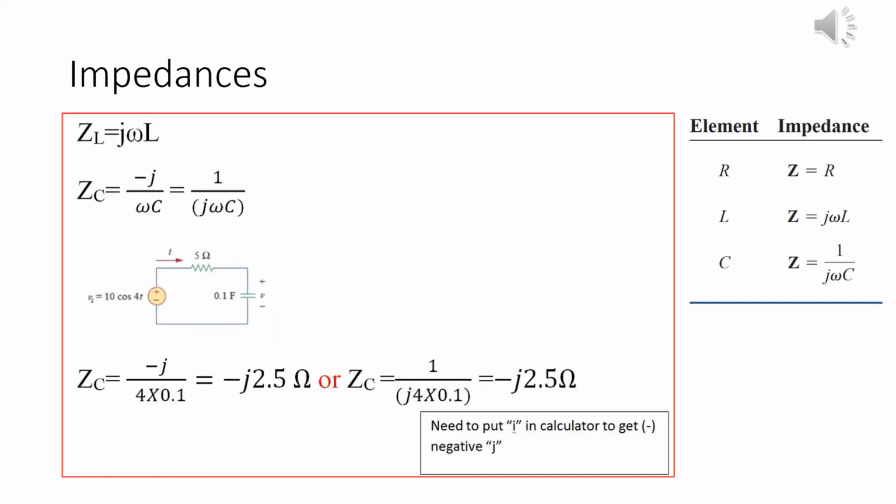Impedances have three elements, which are R, L, and C. R is the resistor, L is the inductor, and C is the capacitor. Each of them has its impedance formula. Z is equal to R, Z is equal to j omega L, and Z is equal to 1 over j omega C.